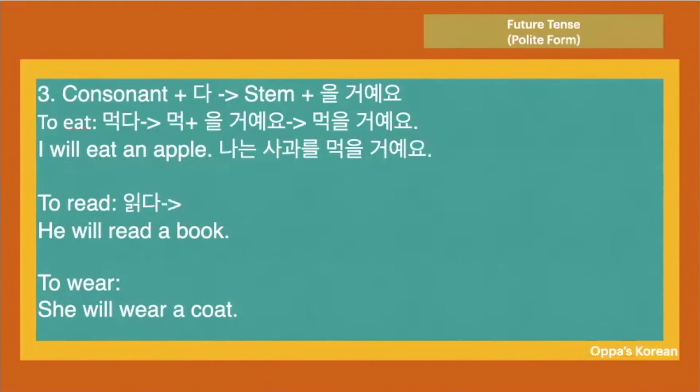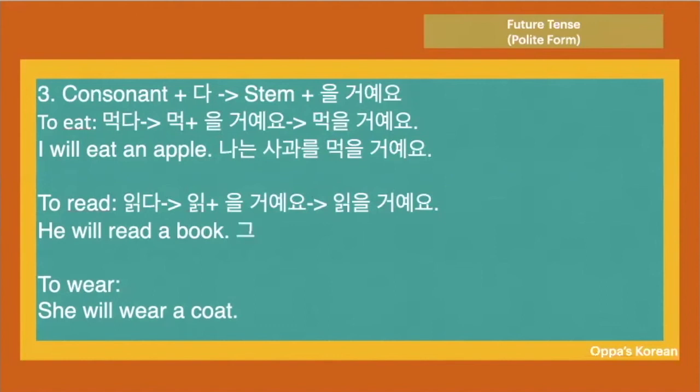Next example, 읽다, to read. So you find the stem first. Stem is 읽, and plus ending 을 거예요. So it goes to 읽을 거예요. In a sentence, he will read a book. He is 그, and a subject marker, 그는. A book is 책, and 책 is an object, so you put an object marker, 책을. Will read, 읽을 거예요. So he will read a book, 그는 책을 읽을 거예요.